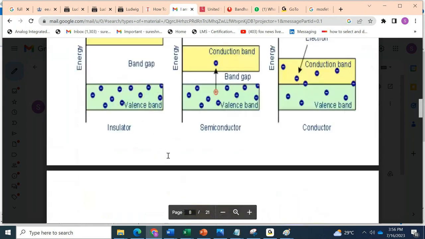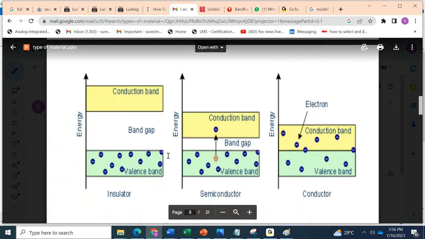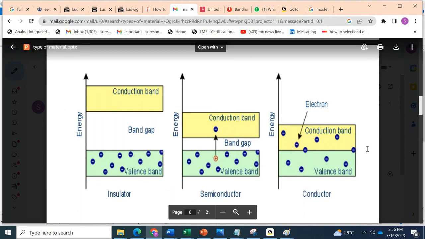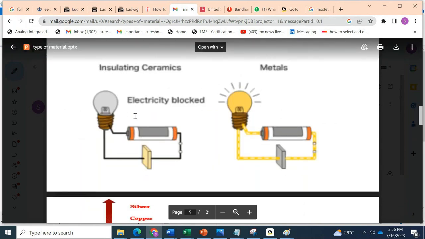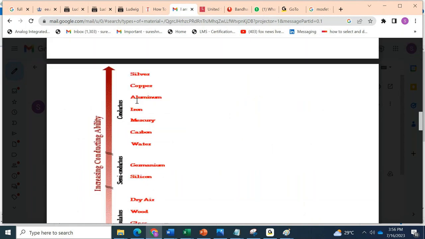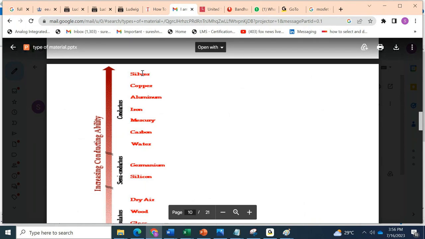Next is how they are arranged. It depends upon the energy band diagram. If the gap between the conduction band and the valence band is very large, like 6 electron volts, then you get an insulator. If it is nearer, but not that near, it is a semiconductor. Conductor means the bands overlap. In the electrical example this is silver, but in real time you will see mostly aluminium or copper. Silver is a little bit costly, but some chips use silver also. These two are common, aluminium or copper, as the metal.